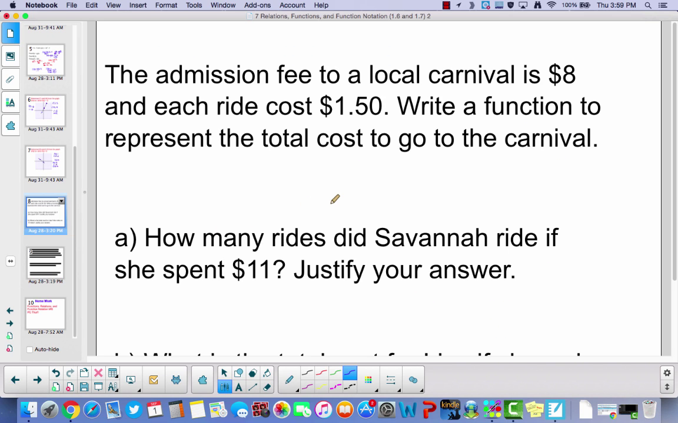The admission fee to a local carnival is $8 and each ride costs $1.50. It says write a function to represent the total cost to go to the carnival. So which thing changes based on our number of rides and which thing is constant? The admission fee is a constant, so it's always going to be there. This changes based on the number of rides. So we need to define what our x is. x is the number of rides.